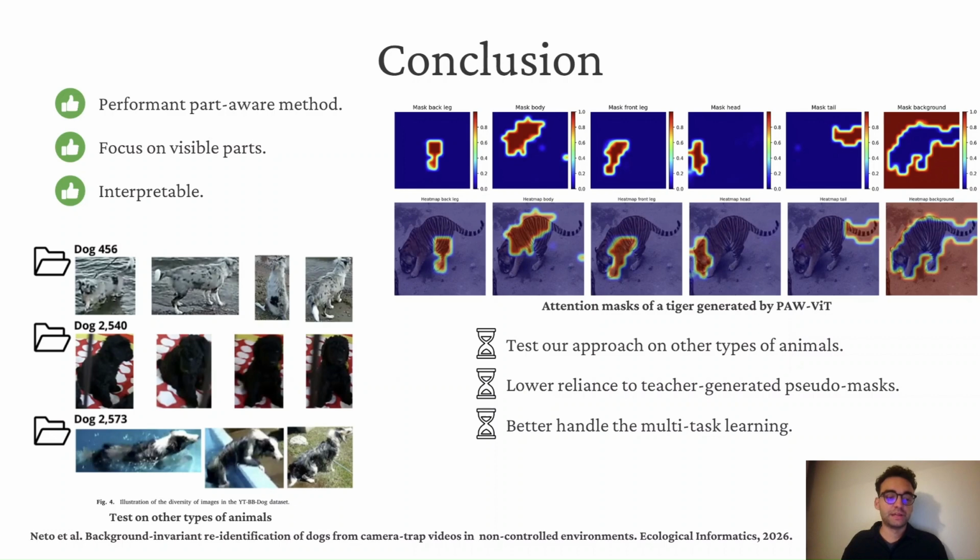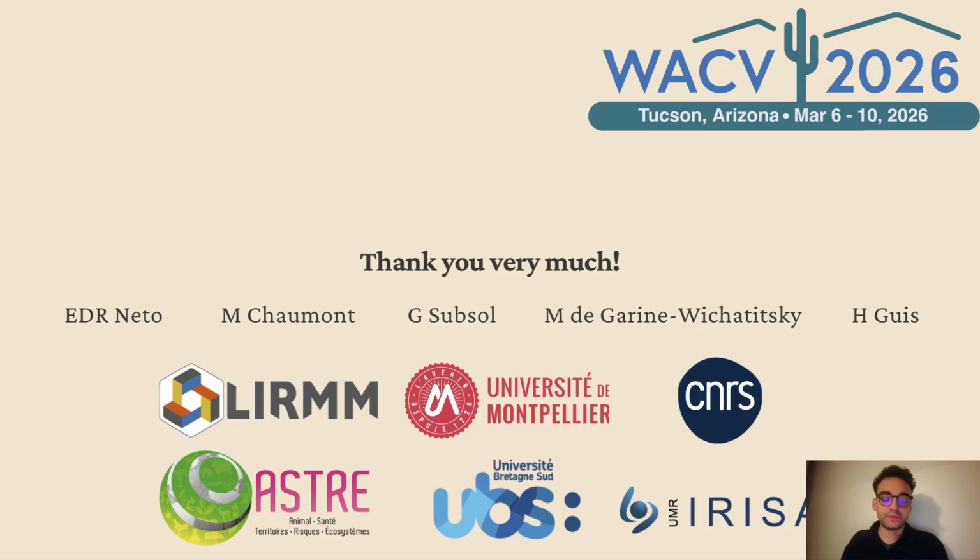As a result, we have a performant part-based method with focus on visible parts and ignoring the background, very interpretable. As you see here, the attention masks generated by all part tokens show that we successfully focus on different parts. And for the future, we want to test our approach on other types of animals, to lower the reliance on teacher-generated pseudo-masks and to better handle the multitask learning. Thank you very much for listening.